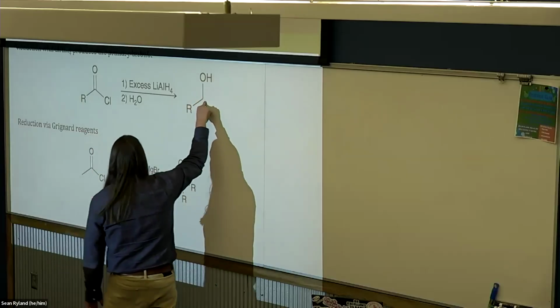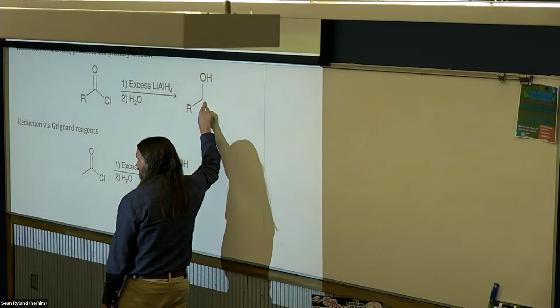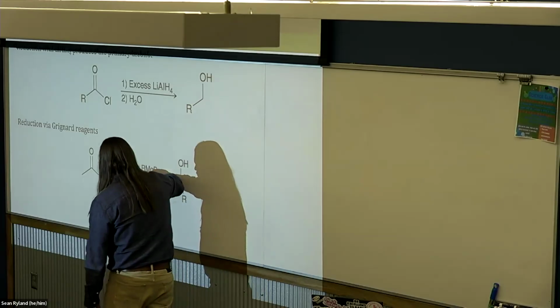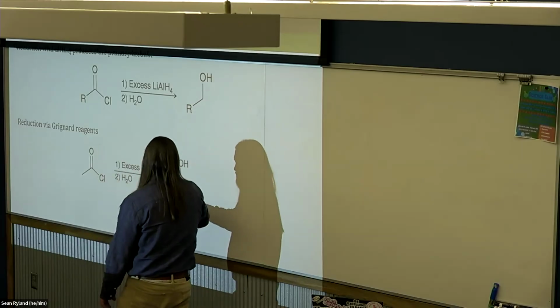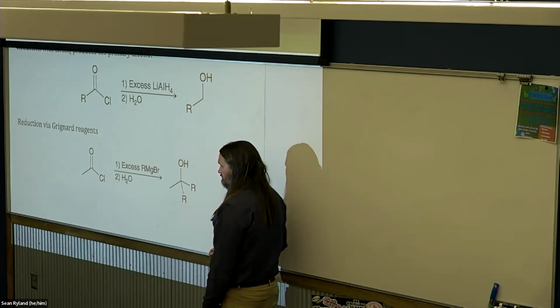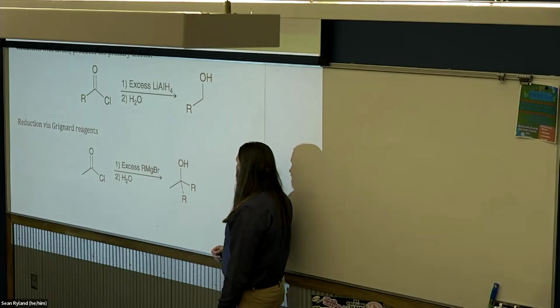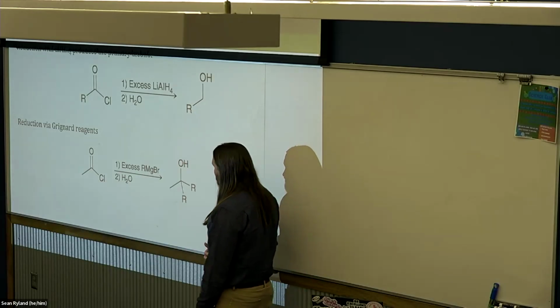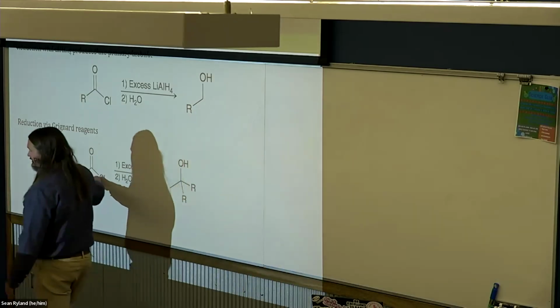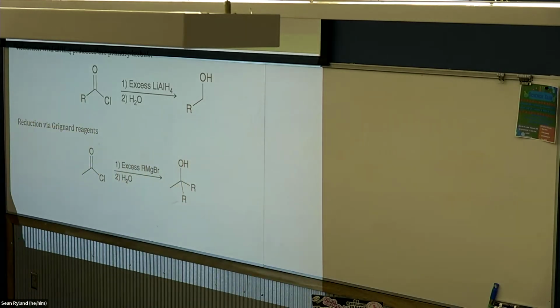If we want to turn it all the way to a primary alcohol, or we use Grignard reagent if we want to turn it to a tertiary alcohol. We've seen these reactions before, right? Just not with acid chlorides. It turns out it's the exact same reaction for any of the acid derivatives.